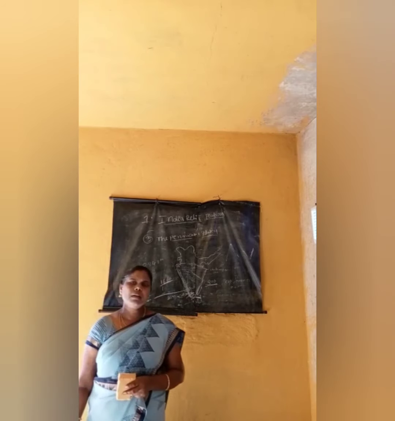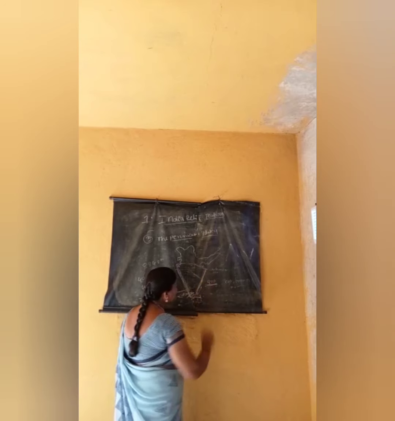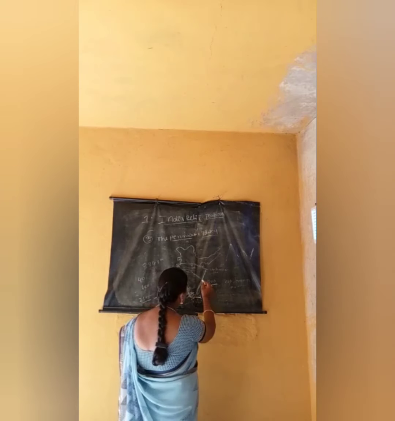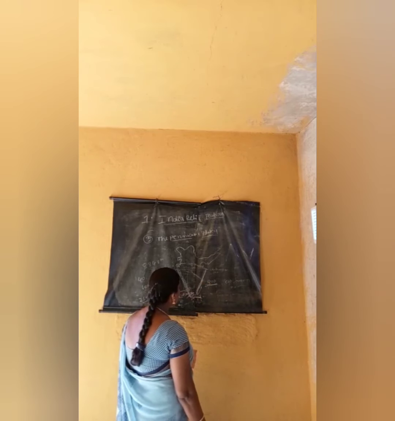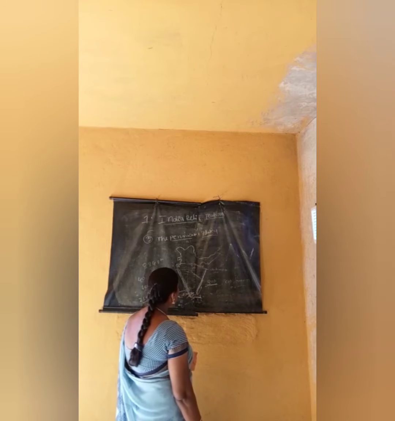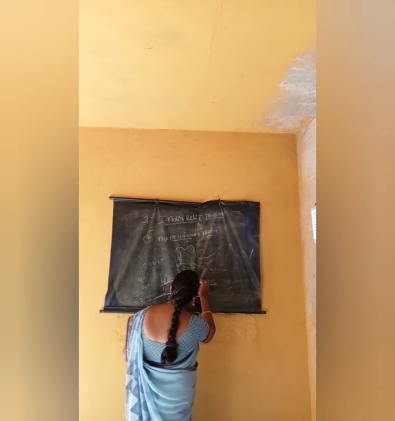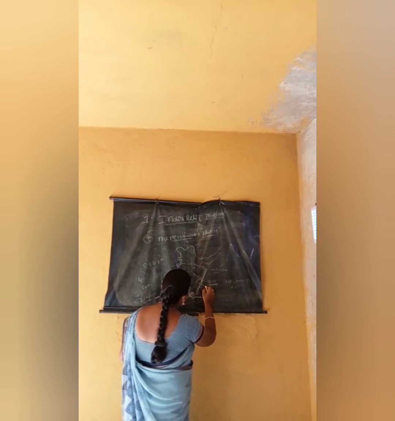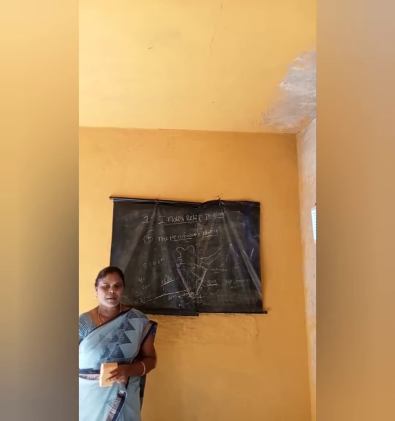So next, the highest peak in Eastern Ghats. The highest peak in Eastern Ghats is Arakonda, found in Chintapalli. The state is Andhra Pradesh. Arakonda is in Visakhapatnam district of Andhra Pradesh.